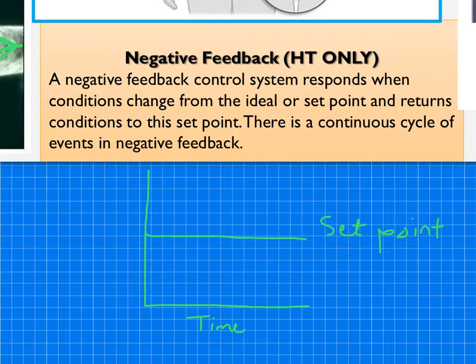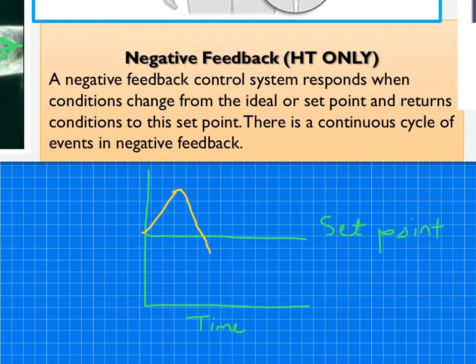Okay, so for higher tier, you'll need to understand what we mean by a negative feedback control system. So as it says here, it responds when conditions change from an ideal set point and returns conditions to this set point. So for example, let's say in terms of glucose, you have a meal at this point here. Well, when your blood sugar levels go high, insulin is released, and therefore it will reduce back down to that set point, okay?